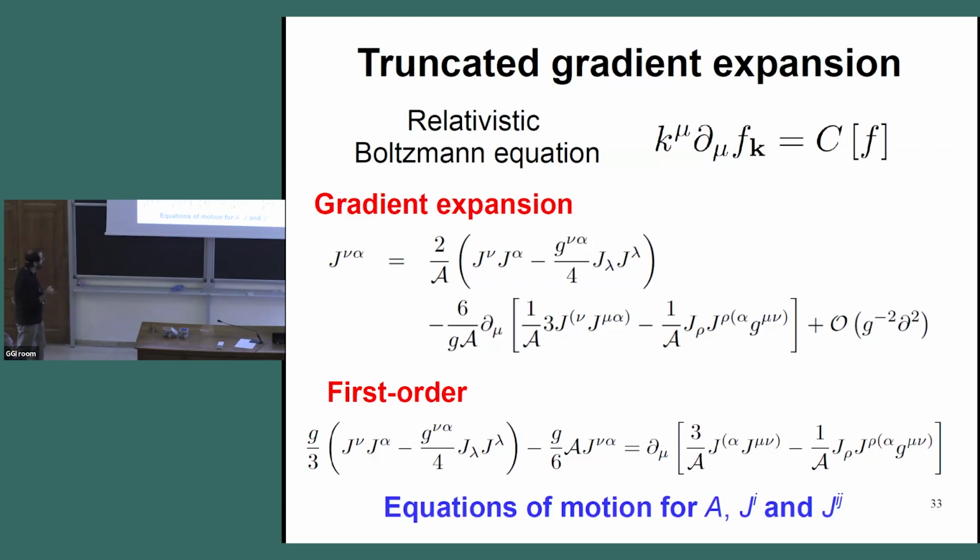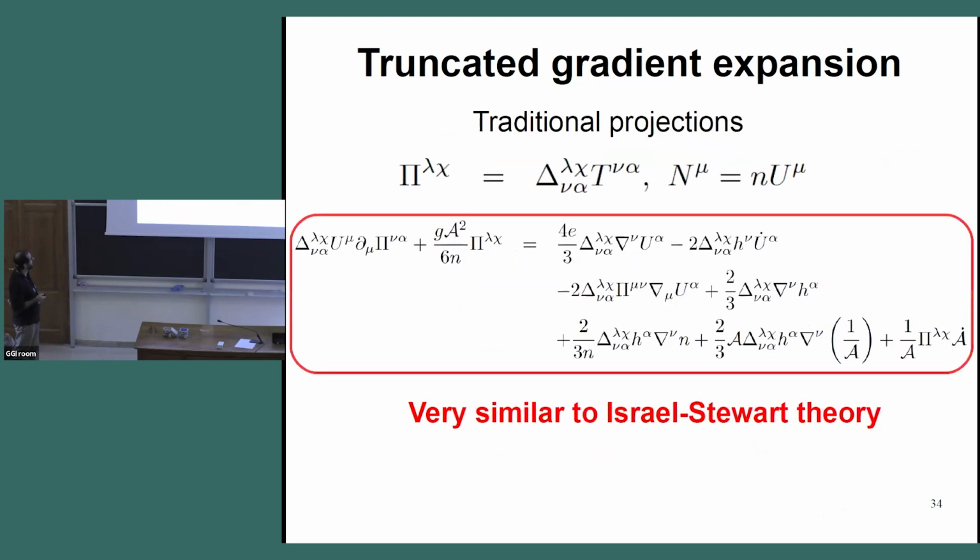Now, you can take this equation and put it in a more familiar form if you desire. So again, you can define an Eckert velocity just from this current, and you can try to project out what we usually call the shear stress tensor. You don't have to do it, but if you do it, just to put this equation in a familiar form, you get something like this, which is very similar to an Israel-Stewart theory, right?